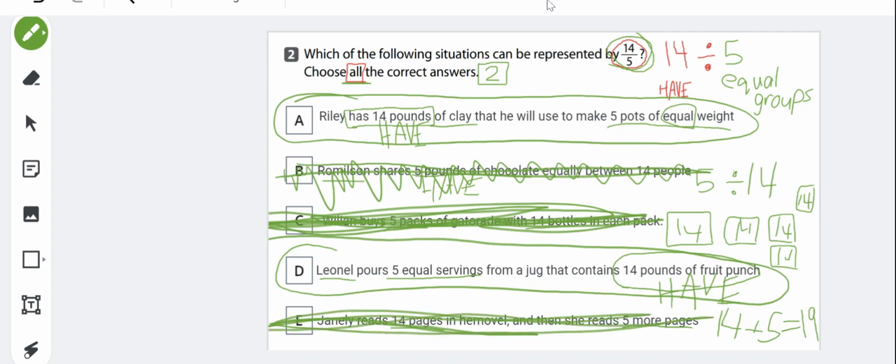So when we're looking at this question, it is super important that we read each situation really carefully. We want to make sure we are looking for the problems that show division. And we also want to make sure that in the scenarios, they have 14 and they're splitting it into 5 equal groups. I hope this helps.